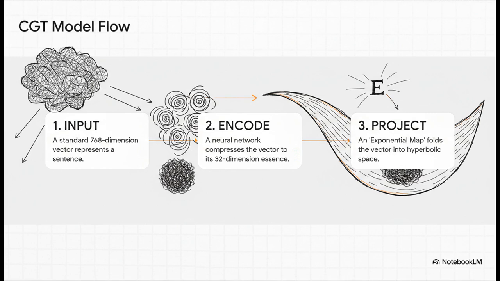First, you take a huge piece of data, what we call a vector, from a normal AI model. Think of it like a really long, super detailed street address. Then, a small neural network acts like a summarizer. It just finds the absolute core essence of that address. And finally, a special mathematical function projects that core meaning perfectly onto our new curved map.